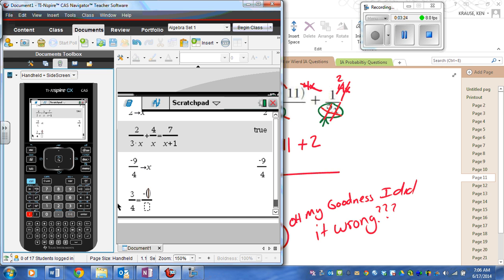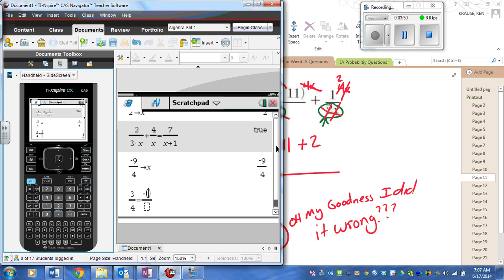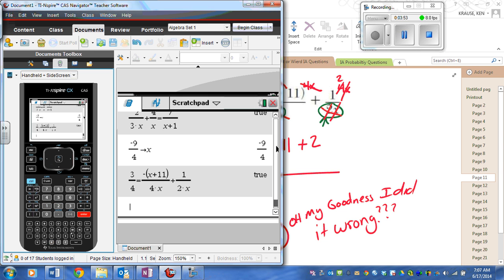negative parentheses x plus 11 all over 4x plus control 1 divided by 2x. And that's true. So we're good.